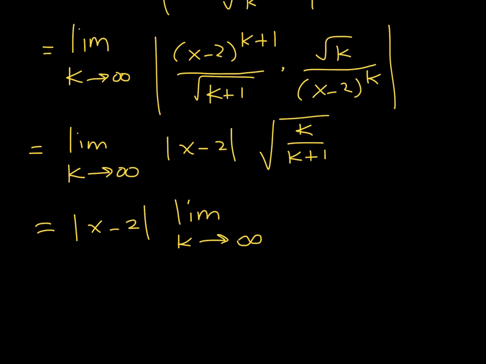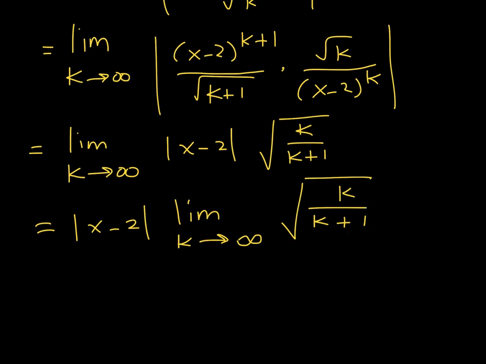There we go, the limit of the square root of k over k plus 1. Now, this limit here is equal to 1. You can use L'Hopital's rule, or you can just divide the numerator and the denominator by, technically, the square root of k, and you're going to get 1 over 1 plus 1 over the square root of k here. And anyway, this here is equal to 1.